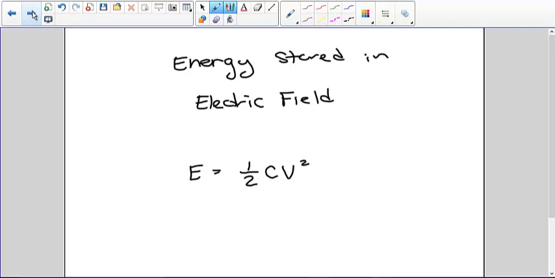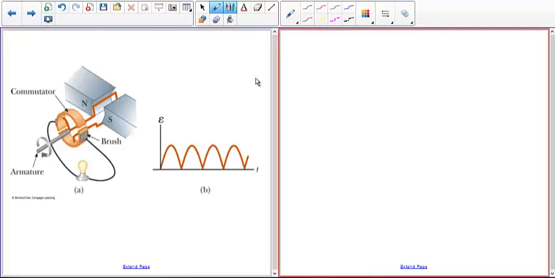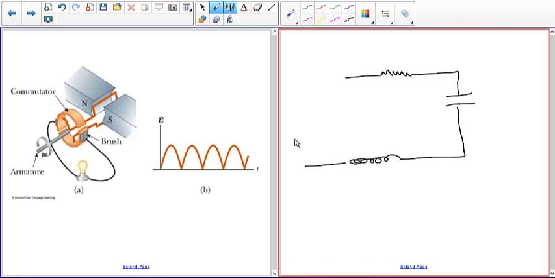Okay, these are to remind me to do things. The other day, we were talking about this LRC circuit. We had a resistor, a capacitor, an inductor, and some kind of voltage source that was oscillating.